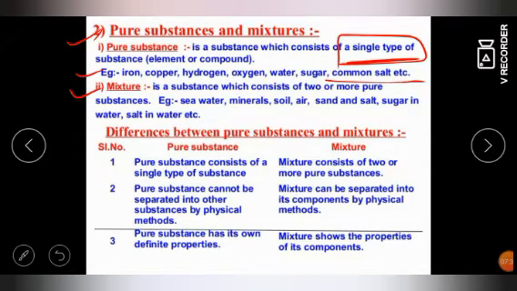Whereas a mixture is what? It is a substance which consists of two or more pure substances. This is the main difference: here single type, here two or more. Sea water, mineral soil, air, sand, salt, sugar in water, salt in water are examples of mixtures. So the basic difference is: pure substance consists of a single type of substance, mixture consists of two or more pure substances. A pure substance cannot be separated into other substances by physical methods; a mixture can be separated into its components by physical methods. A pure substance has its own definite properties; a mixture shows the properties of its components only.